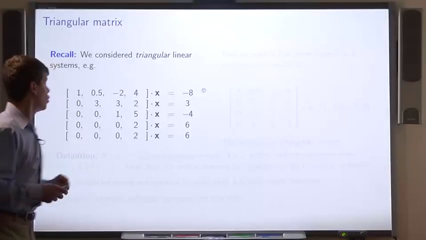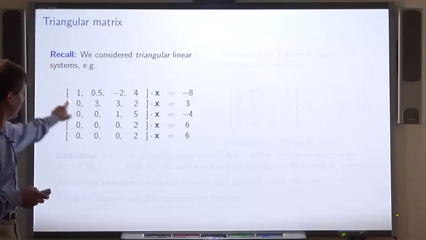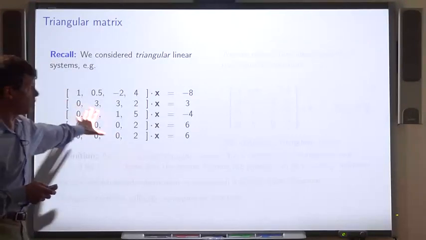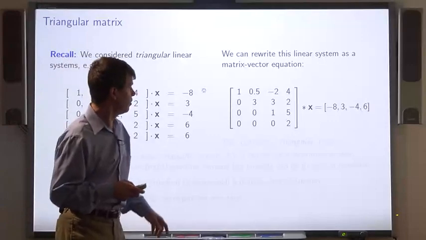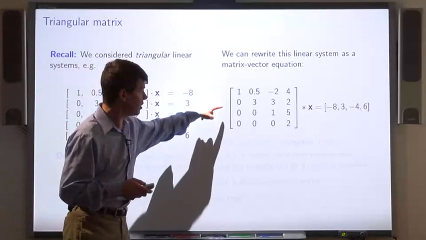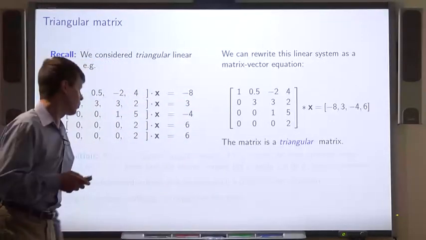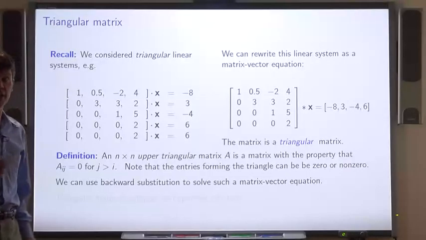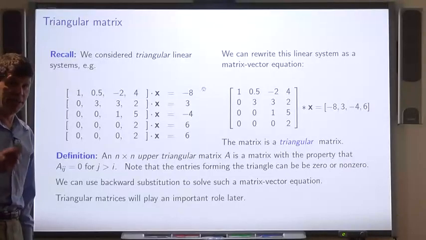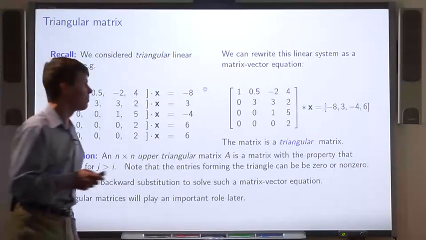You'll recall we studied triangular linear systems that look like this, with zeros down here. And these correspond in a natural way to triangular matrix-vector equations. And so we call a matrix of this form a triangular matrix. Here's the formal definition. We can use backward substitution to solve a matrix-vector equation like this one. Triangular matrices will be very important later on.